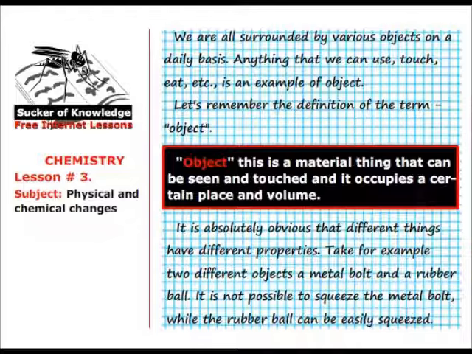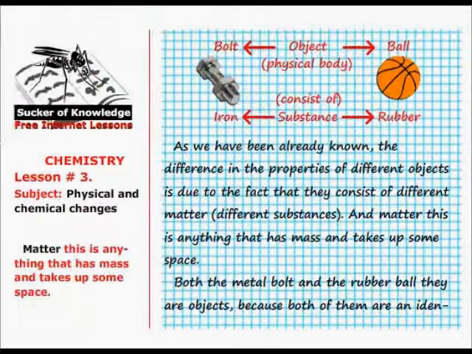It is absolutely obvious that different things have different properties. Take for example two different objects, a metal bolt and a rubber ball. It is not possible to squeeze the metal bolt, while the rubber ball can be easily squeezed. As we already know, the difference in the properties of different objects is due to the fact that they consist of different substances and matter.